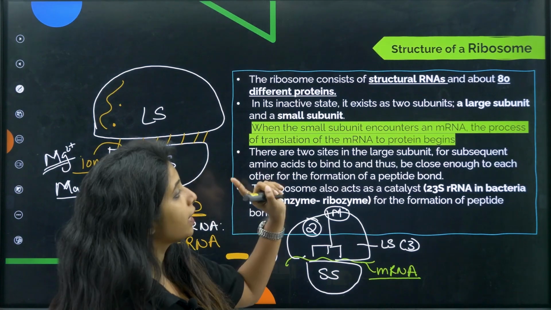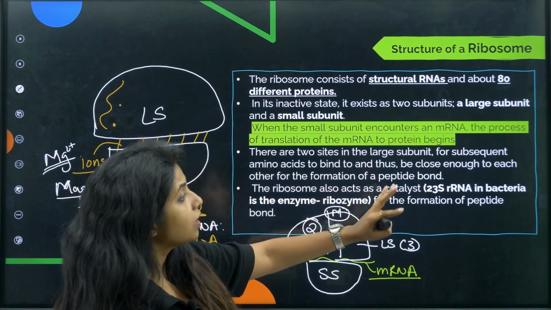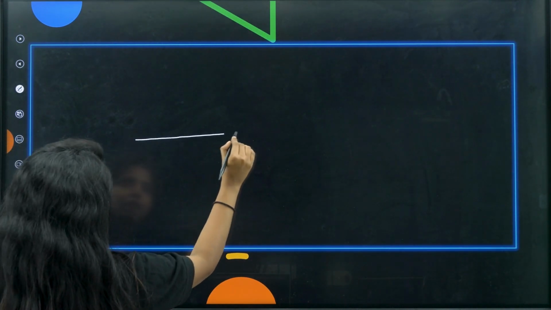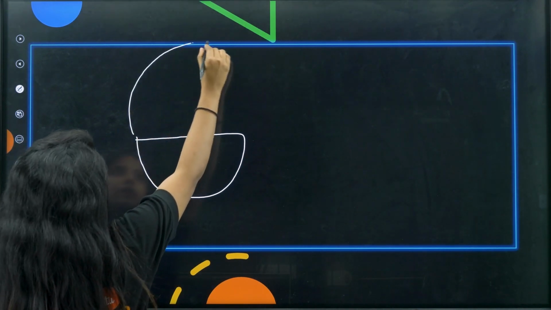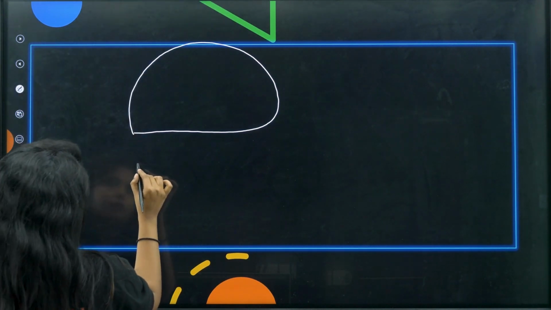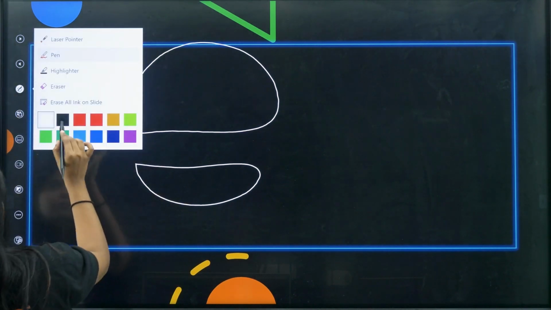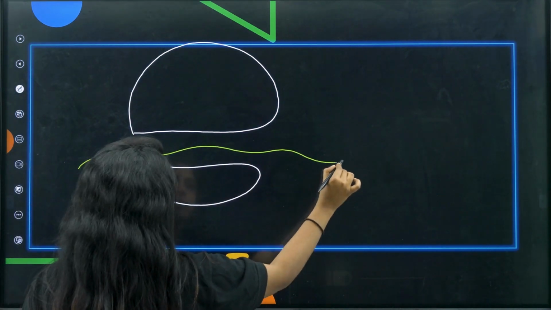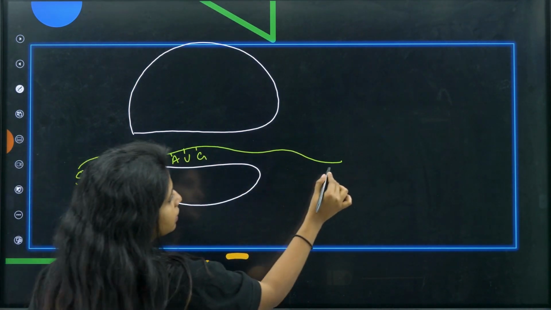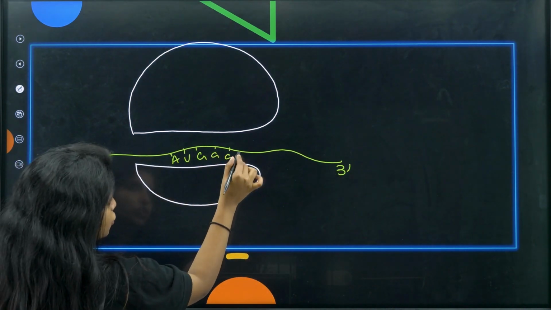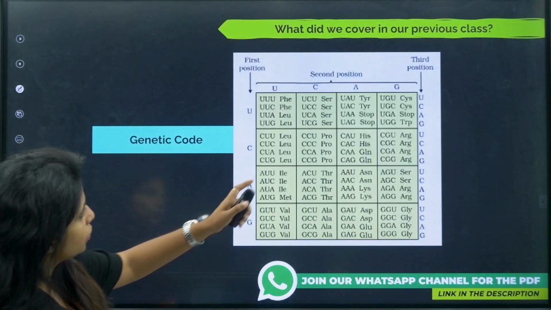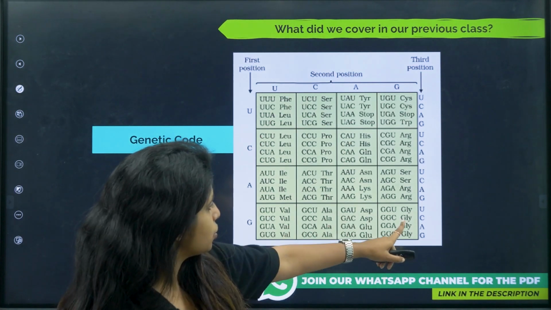Now over here there are two sites in the large subunit for subsequent amino acids to bind to and thus be close enough to each other for the formation of a peptide bond. What is happening, ma'am? So basically, if I say everything is set now, this is a small subunit, this is the large subunit that I have over here. This is the small one, right? Now over here I have the mRNA, and this mRNA has AUG. This is the 5' end, this is the 3' end. After that it has GGU. Now let me just see what GGU stands for. GGU is for glycine.